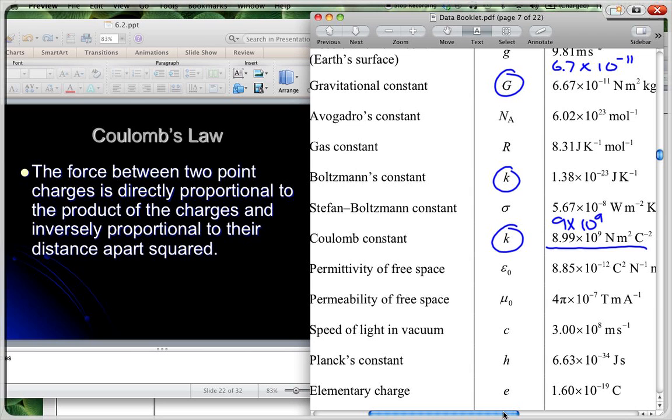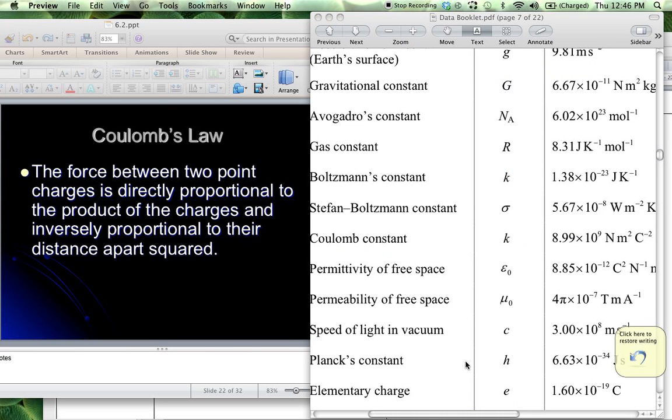Your electric force, your force due to charges, is hugely greater than your force due to gravity. This is one of the fundamental things that physicists are struggling to understand when they're trying to unify the different forces. They find gravitation very difficult to unify because it's just so small. It's very difficult to understand. So this is your Coulomb's constant. This is what you're going to need. The Q is the charge.